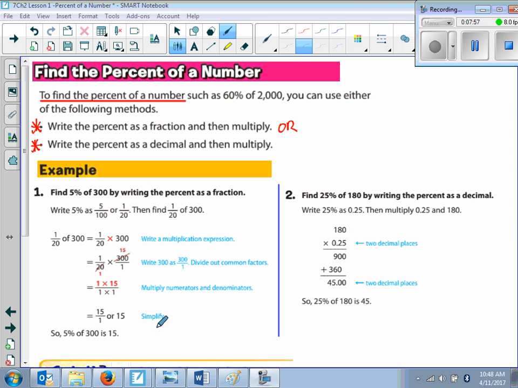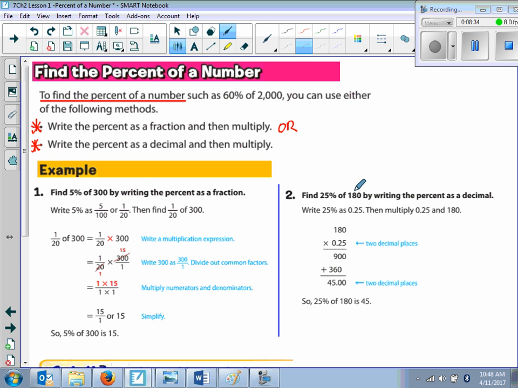You got that? You can also change the percent to a decimal. So here we're changing the 25% by moving the decimal two places to the left and taking away the percent sign. Don't forget, once you move the decimal, you take away the percent sign. Okay? So you're going to move the decimal two places to the left and take away the percent sign, so that gives us 0.25.